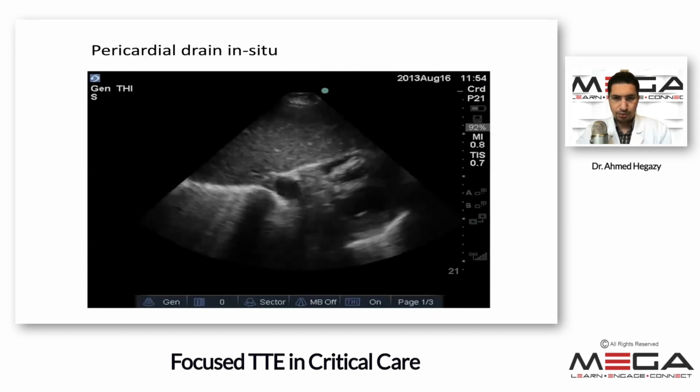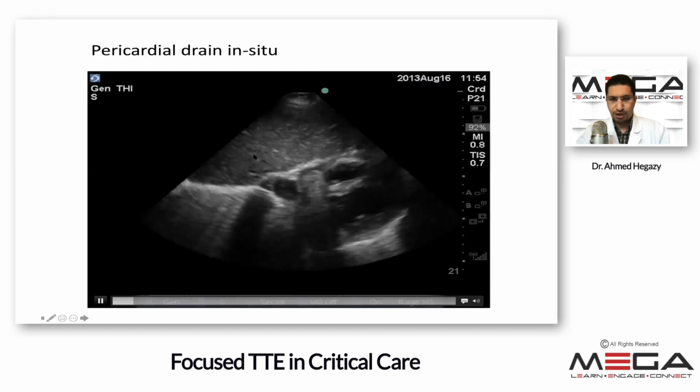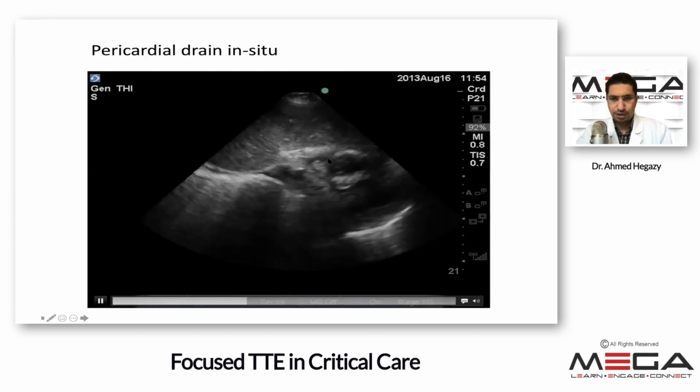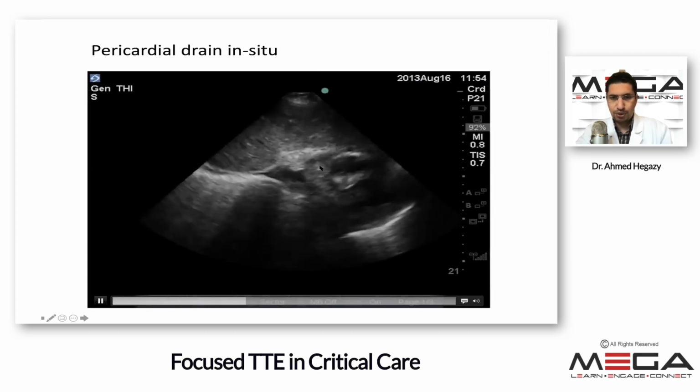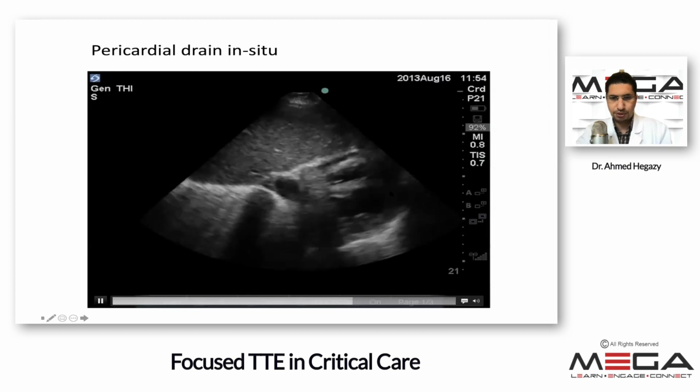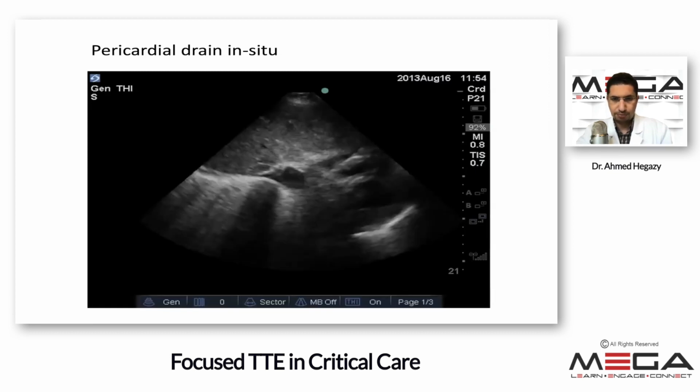And so this is our subcostal view after putting in the drain. You see here, there's a very small rim of pericardial effusion that's still there. It's not completely drained, but now we have more stability. Now we have return of spontaneous circulation, and the patient was in a better spot.